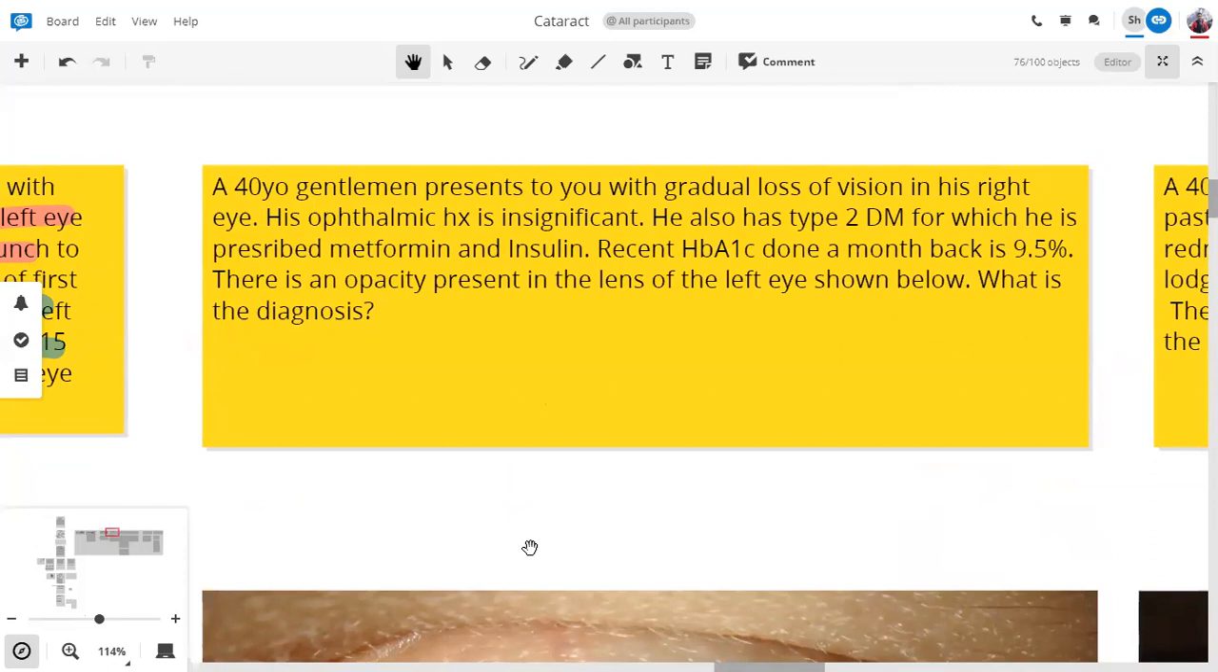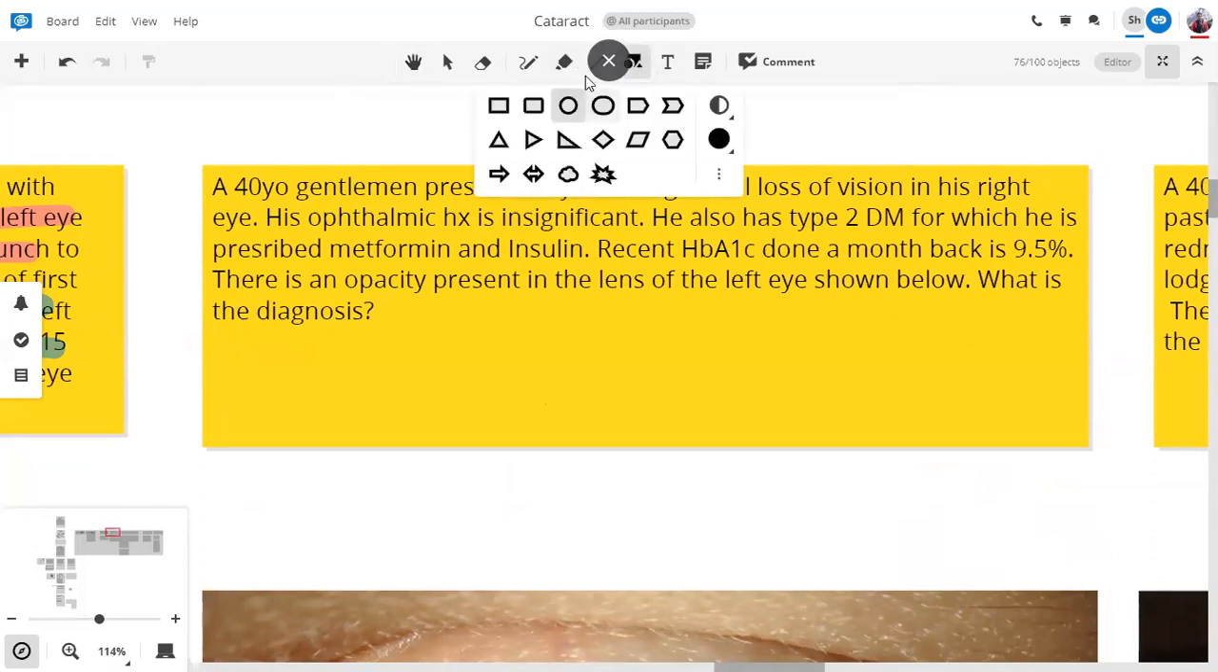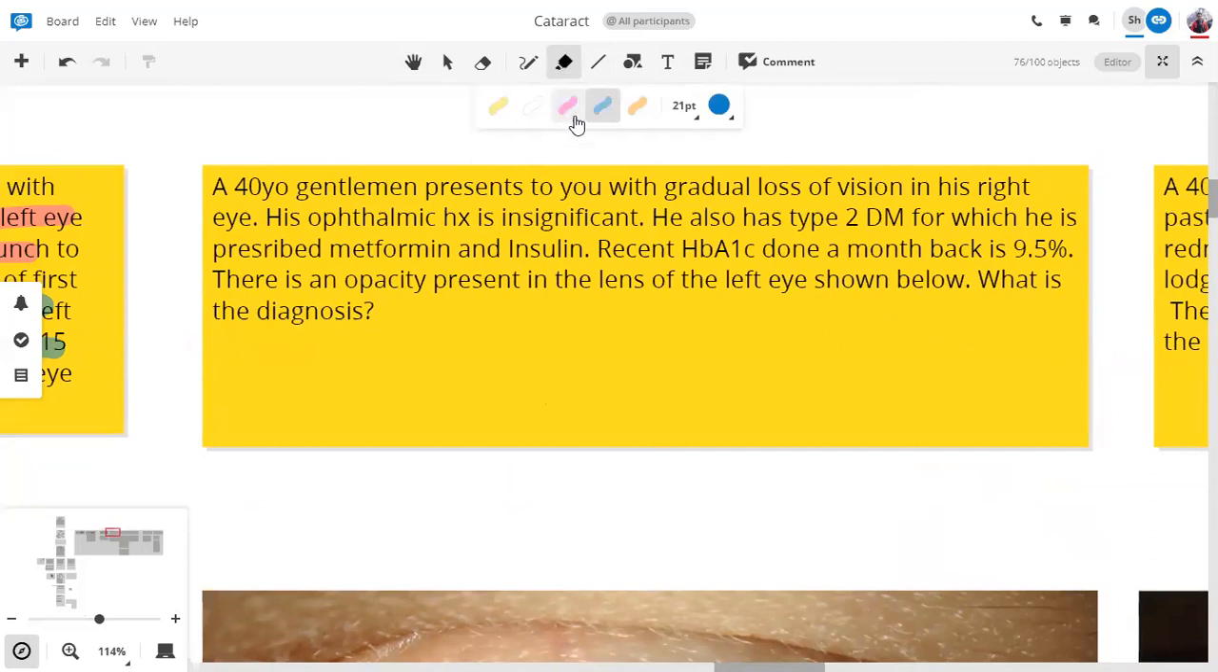Let's look at this case. A 40-year-old gentleman, still a little too early for the presence of a senile cataract. So there must be something which is causing the accentuation or presence of a cataract. Age is not the only factor in this patient's disease. Gradual loss of vision in his right eye. Unilateral gradual loss of vision.